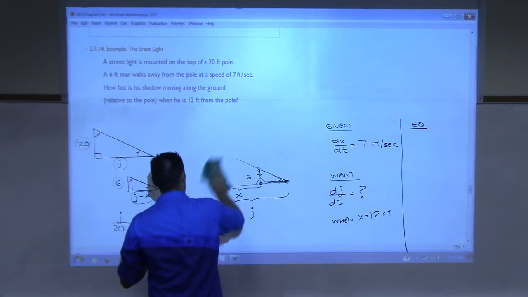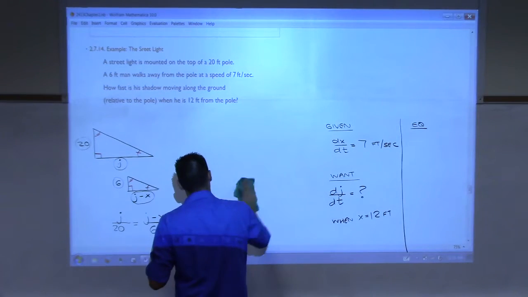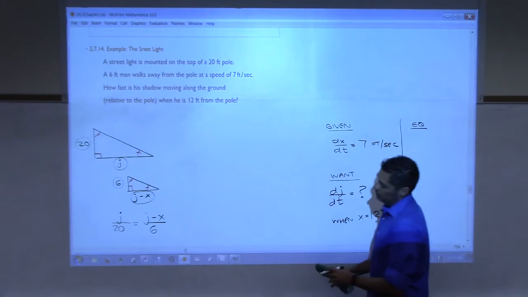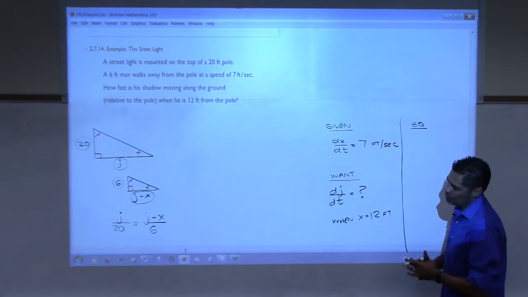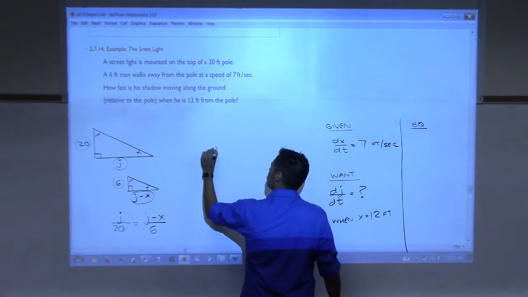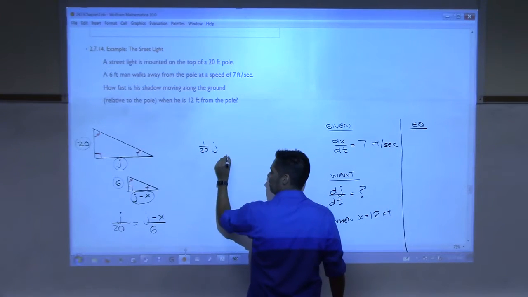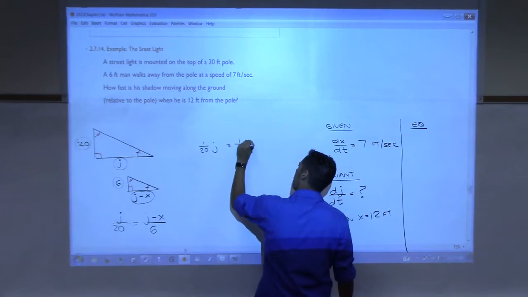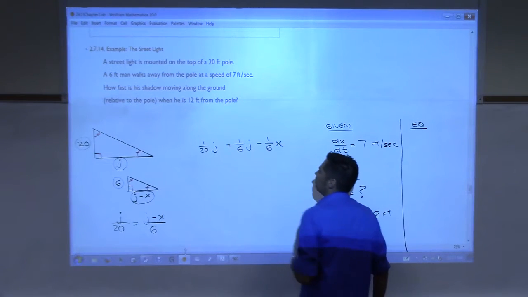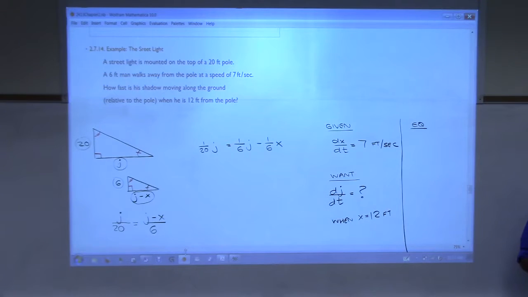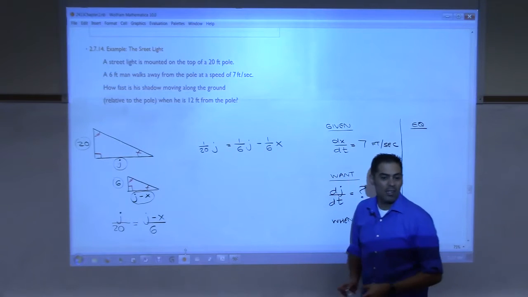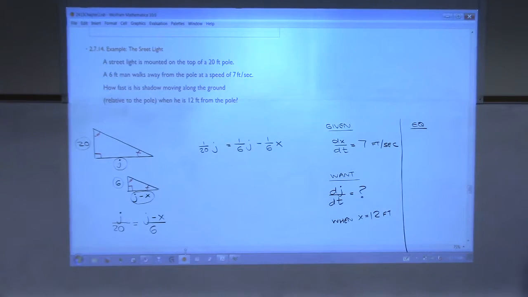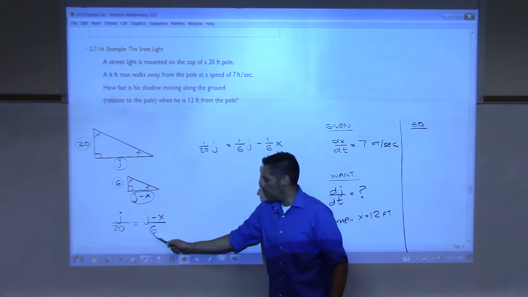So let's rewrite this, and let's see if I can convince you of this first. 1/20th j equals 1/6 j minus 1/6 x. Is that the same? Do you see where I'm headed? I'm just trying to get everything cleaned up before I actually put down my equation. All I did was rewrite that, split this fraction into 2, right? 2 terms on top, 1 on the bottom.